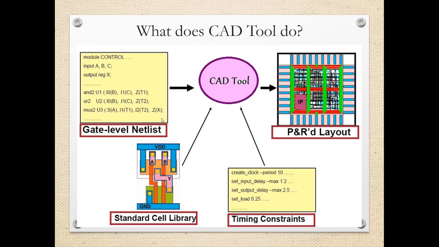Then the other input that is to be given is the standard cell library. From different vendors, different standard cell libraries are available, which act as an input to this CAD tool. And the third important input is timing constraints. So the different net delays, the different component delays, everything, those timing constraints are also to be given to this CAD tool. And once all these inputs are given, then the CAD tool will prepare the layout for the chip.